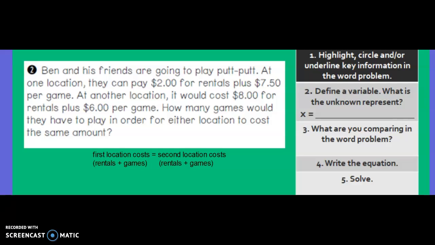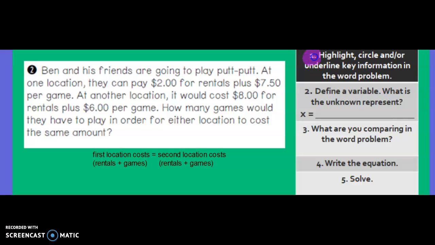This problem says Ben and his friends are going to play putt-putt. At one location, they can pay $2 for rentals plus $7.50 per game. At another location, it would cost $8 for rentals plus $6 per game. How many games would they have to play in order for either location to cost the same amount?